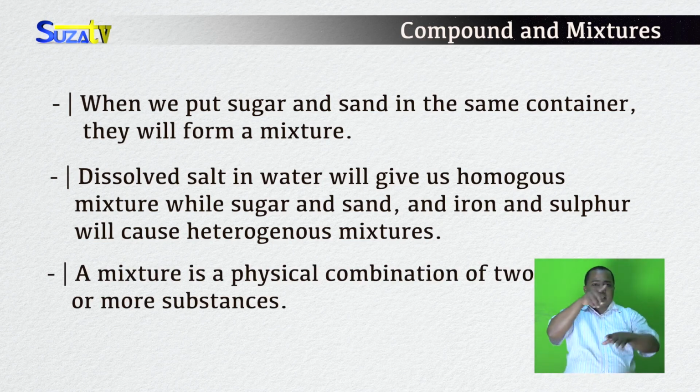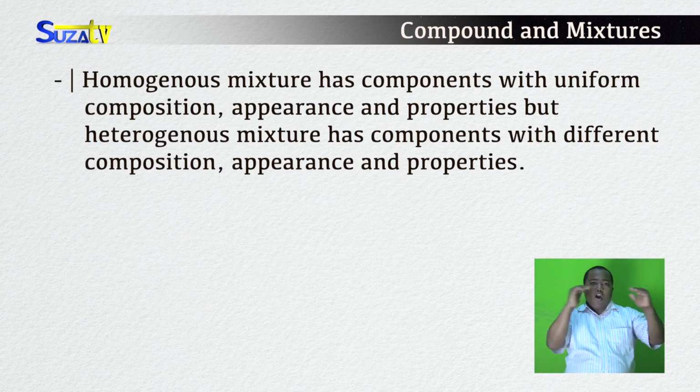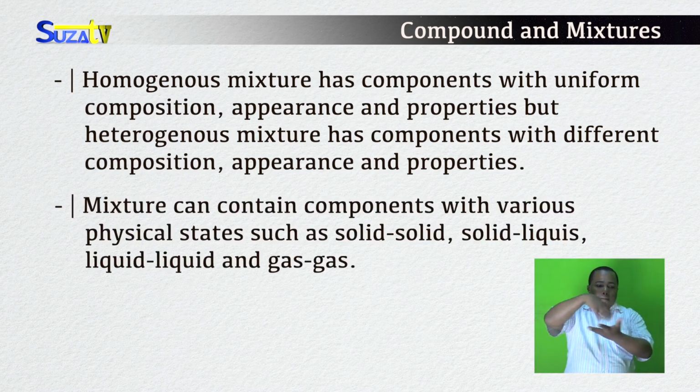A mixture is a physical combination of two or more substances. Homogeneous mixture has components with a uniform composition, appearance, and properties. But heterogeneous mixture has components with different composition, appearances, and properties. Mixture can contain components with various physical states, such as solid-solid, solid-liquid, liquid and liquid, and gas and gas.